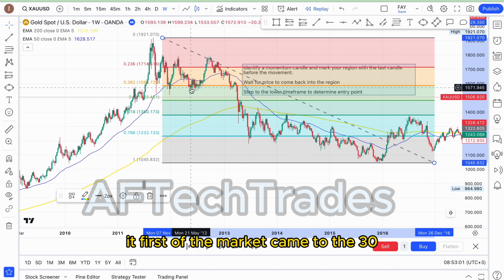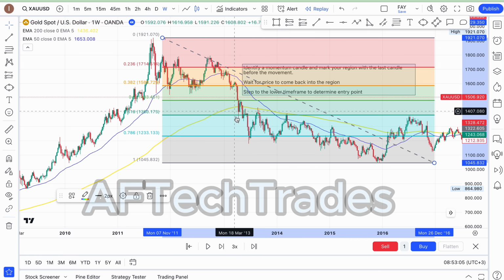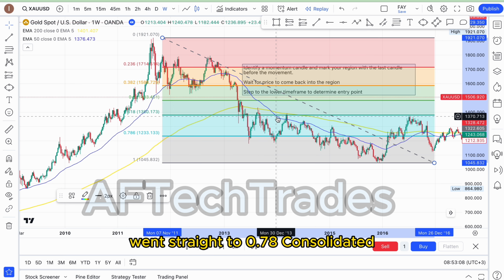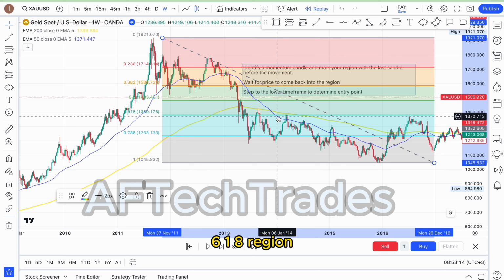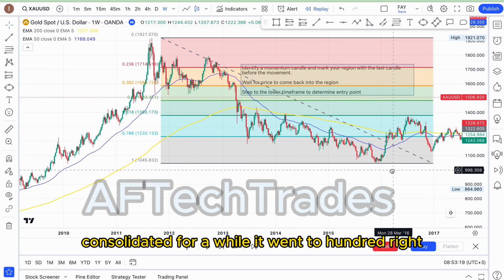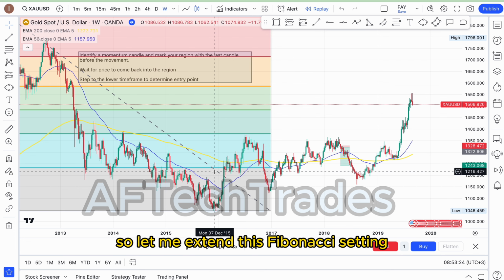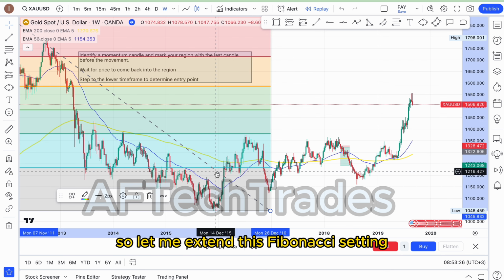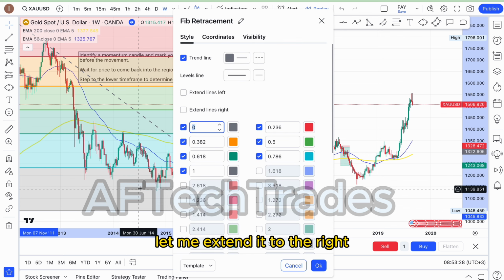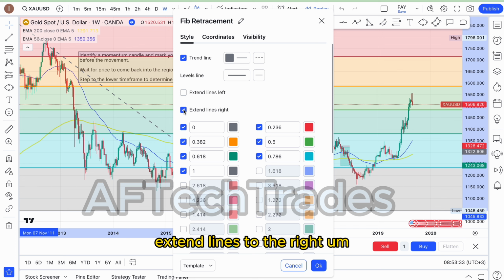First the market came to the 0.38 region, came back to the 0.23 region, went straight to 0.78, consolidated, and went back to the 0.618 region, consolidated for a while, then went to 100, right? Then it began to go back again that way. So let me extend this Fibonacci setting to the right. Extend lines to the right.